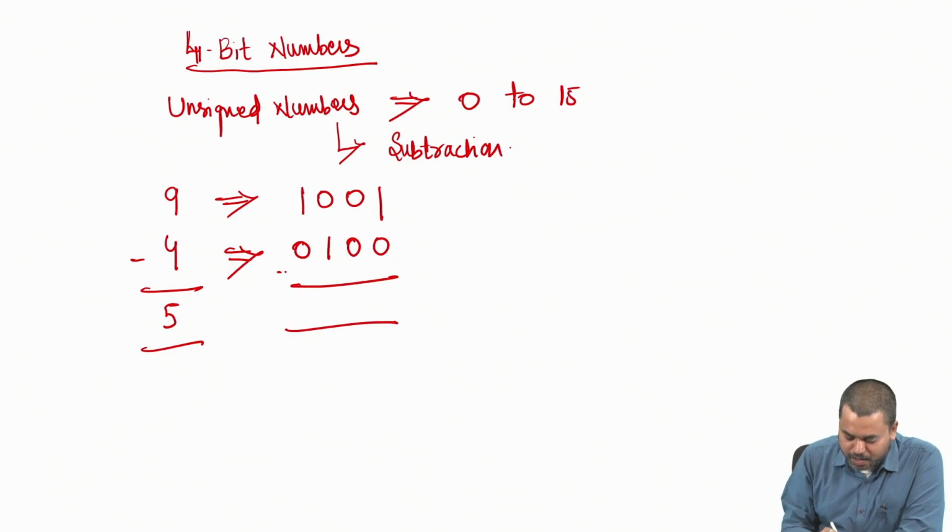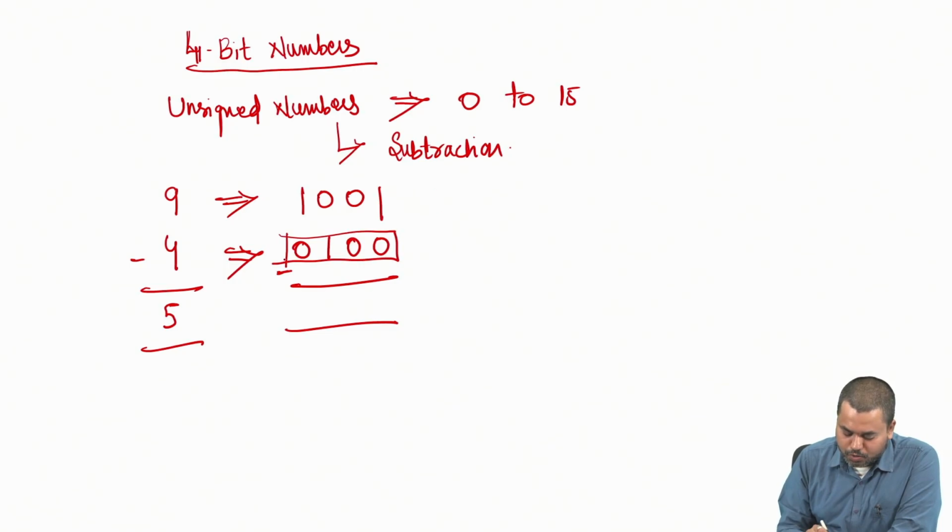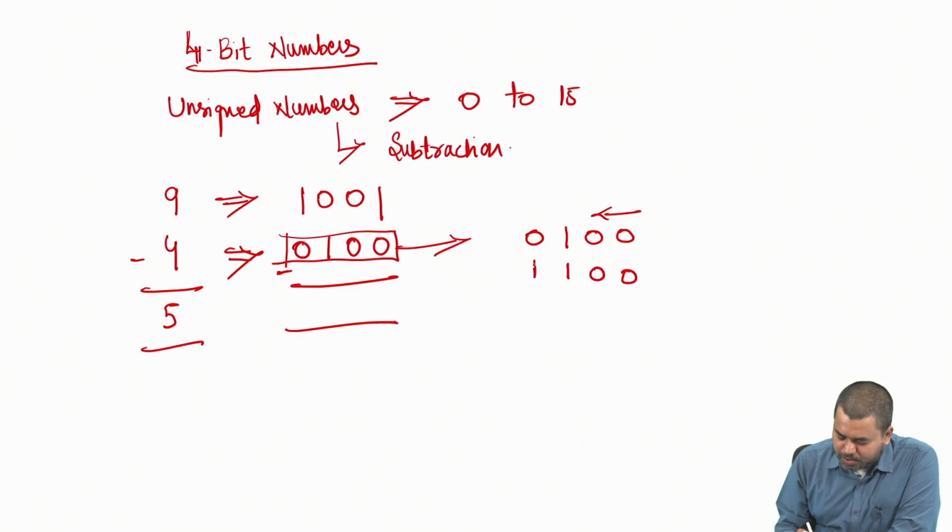Now, the same unsigned subtraction I am performing using the 2's complement method. In the 2's complement method, the negative number is represented in 2's complement form. To find the 2's complement of 0 1 0 0, we use a shortcut method: we write as it is up to and including the first non-zero digit, and from the next digit onwards we complement. So this is the 2's complement of 0 1 0 0.